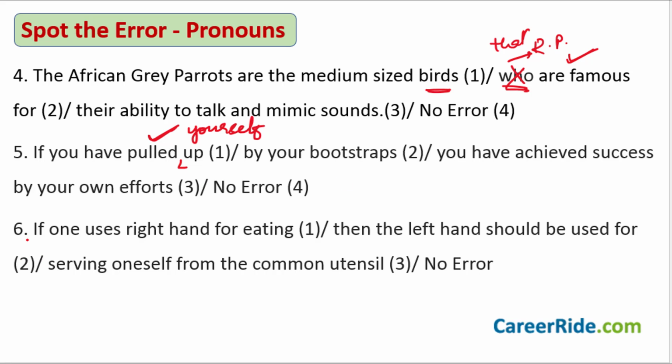Okay. Sentence number 6. If one uses right hand for eating, then the left hand should be used for serving oneself from the common utensil. Okay. So now this sentence is regarding the table manners. Fantastic. If one uses right hand for eating, there is no mistake here, then the left hand should be used for serving oneself from the common utensil. Okay. Actually, there is no error in this sentence. Why? Because in this sentence, they were actually trying to test your understanding about oneself. You have one here, so oneself here. And this is what this sentence intended to test. Let's move on to the next one.